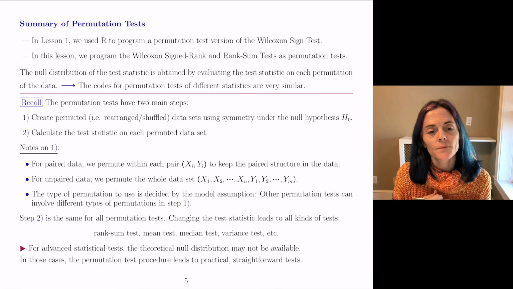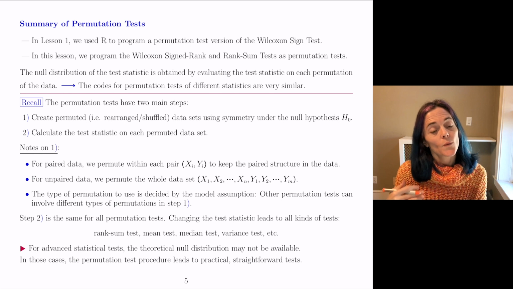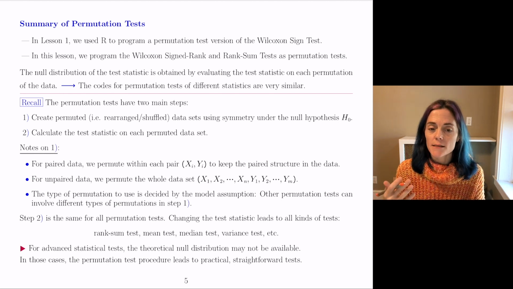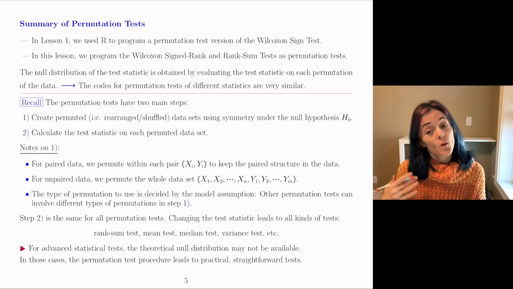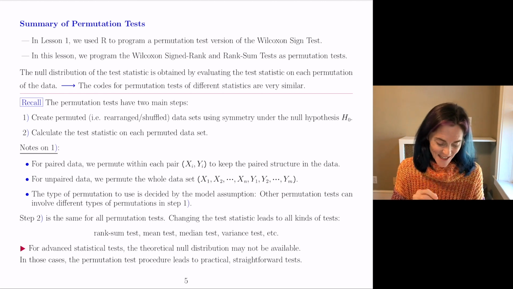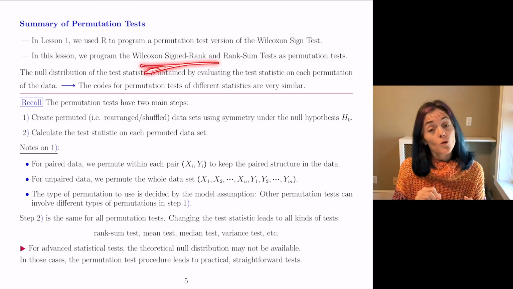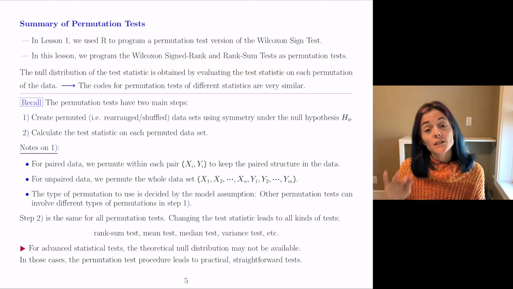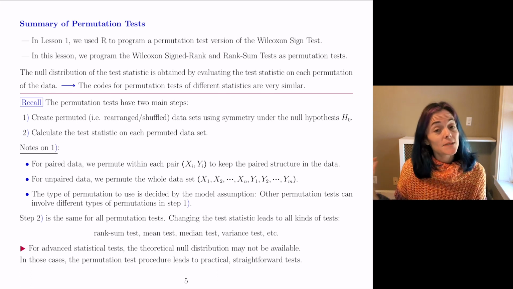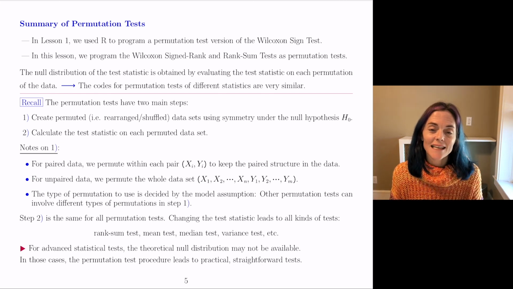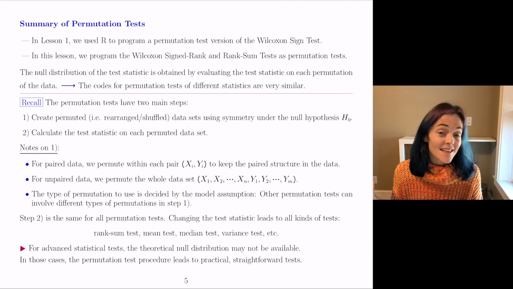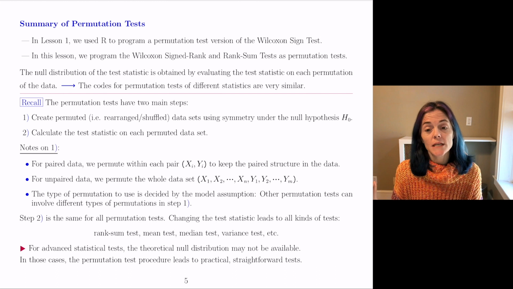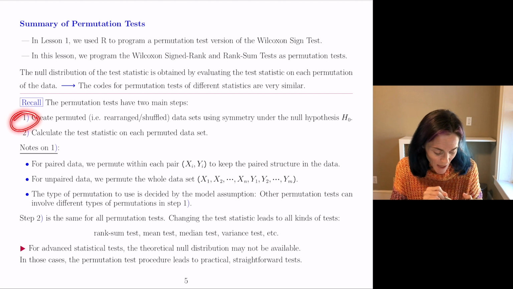Okay, great. I will end this video with a little more discussion of permutation tests. So in lesson 1, we used R to program a permutation test version of the Wilcoxon Signed-Rank Test. In this lesson, we programmed the Wilcoxon Signed-Rank Test and also Rank-Sum Tests as permutation tests. The null distribution of the test statistic is obtained by evaluating the test statistic on each permutation of the data. For this reason, the codes for the different permutation tests look very similar. But I want to make a comment about one of the steps.